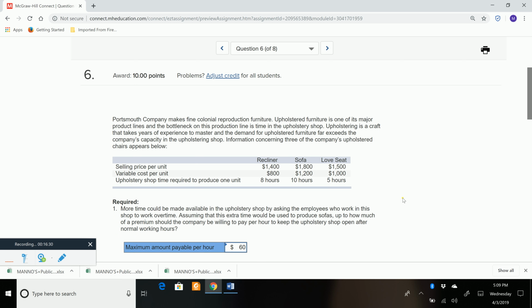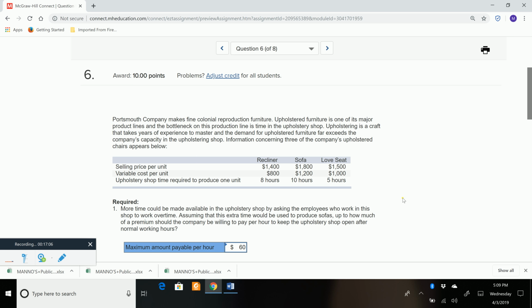All right, next, we have a company, Portsmouth Company. They make fine colonial reproduction furniture. Upholstered furniture is one of its major product lines, and the bottleneck on this production line is time in the upholstery shop. So we actually don't have enough time in the shop to meet our customer demands. Upholstering is a craft that takes years of experience to master, and the demand for upholstered furniture far exceeds the company's capacity in the upholstering shop.